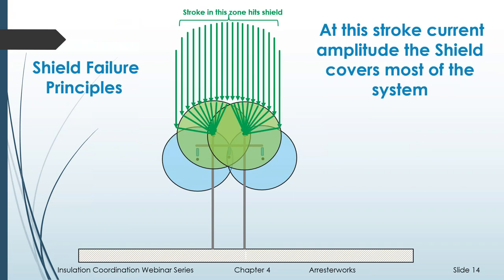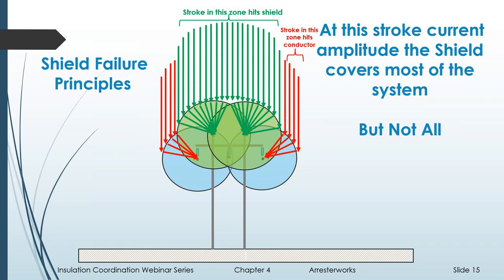If the lightning comes down anywhere in this zone here from left to right, it'll hit the shield wire. It'll end up on the shield wire. If it comes down in this zone, it runs into the zone of the conductors, and it'll hit the conductors. So you can see that the reason you can have a shield failure is that the surge comes down and runs into the collection zone of the conductor, and it's outside the collection zone of the shield, and we end up with a shield failure. Well, this collection zone turns out to be a function of current.